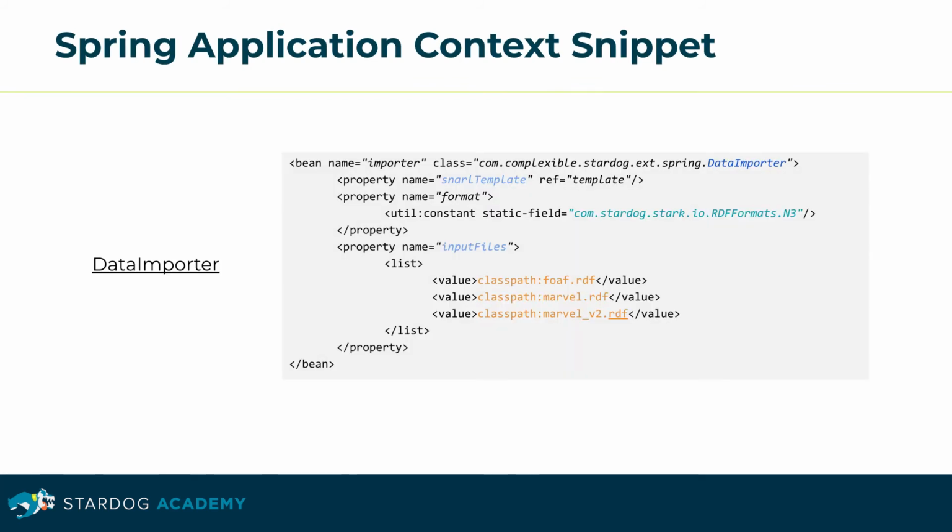We also have the data importer that can be used to load fixed data and can be useful when setting up a test harness. It takes the Snarl template, the format that's going to be loaded, and then one or more files using a standard list. The data importer uses Spring's resource loader, so it understands the class path prefix that you see here.